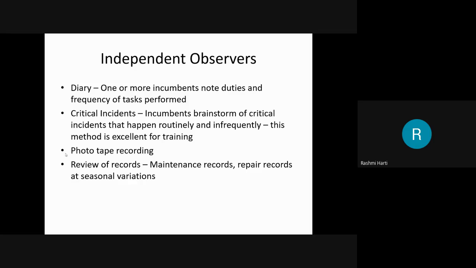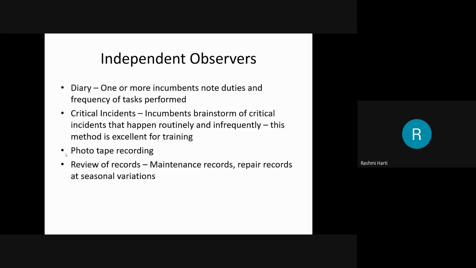So one is the diary method. The diary method is nothing but one or more incumbents noting duties and frequencies of tasks performed. Second one is critical incidents. So incumbents brainstorm critical incidents. Critical incidents are certain incidents which are not known, in the sense that you have not predicted that these incidents will happen, but they have happened. So these incidents are called critical incidents.